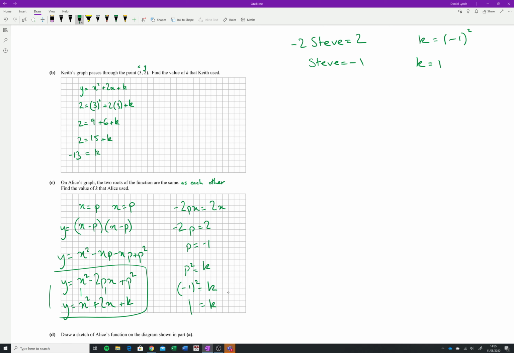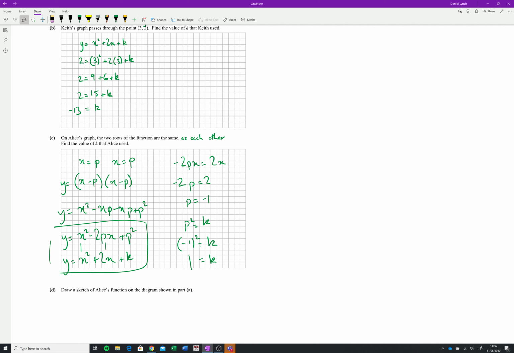Tricky enough question. It asks you to draw a sketch of Alice's function on the diagram. Now remember what we said about k.